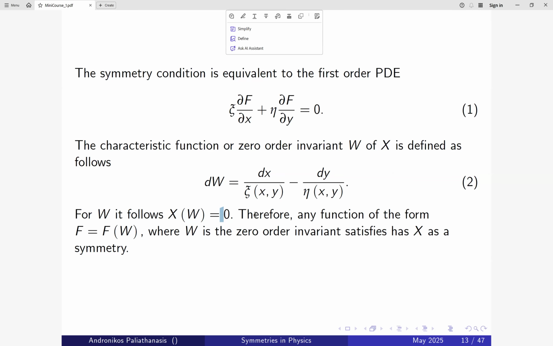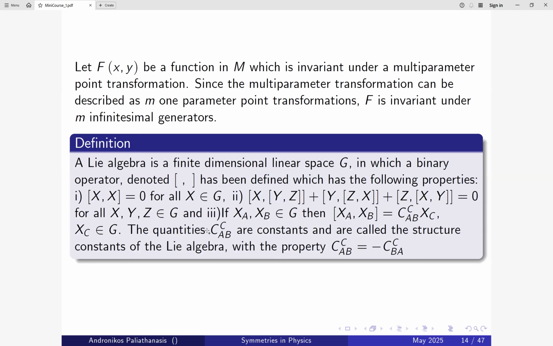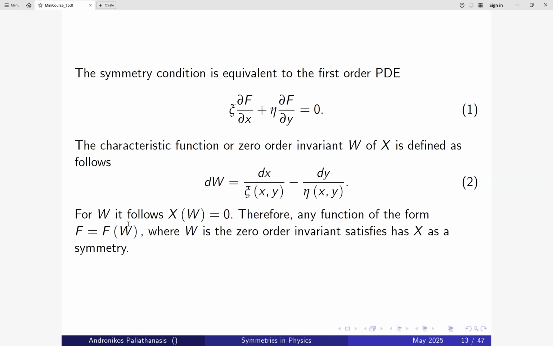Therefore, if f is invariant under X, then there exists a change of variables where we can write f in terms of the invariant function. And w is a zero-order invariant which satisfies X as a symmetry. So we define the concept of a symmetry: X is a symmetry if it leaves a function invariant, and w is the characteristic of the symmetry vector. Then, if a function is invariant under a specific symmetry vector, we can see that the function can be expressed in terms of the invariant function.